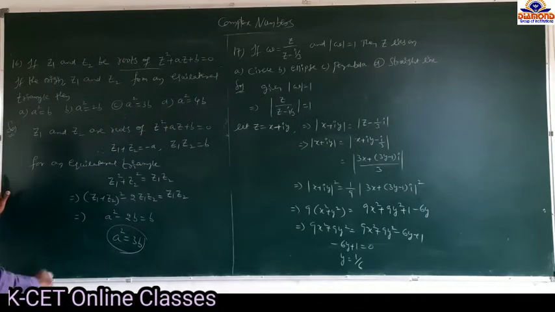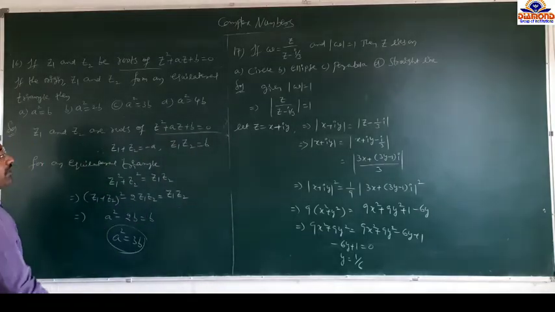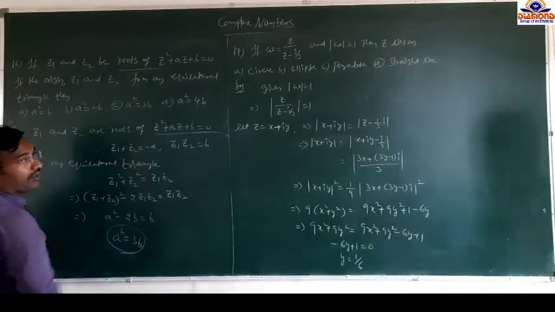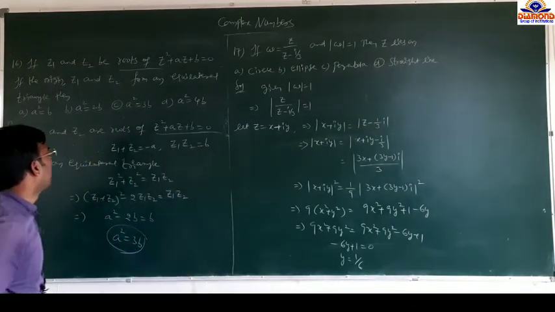So here Z1 and Z2 are roots of this quadratic equation. The sum of the roots is minus b by a, so Z1 plus Z2 equal to minus a. The product of the roots is c by a, so Z1 Z2 equal to b.